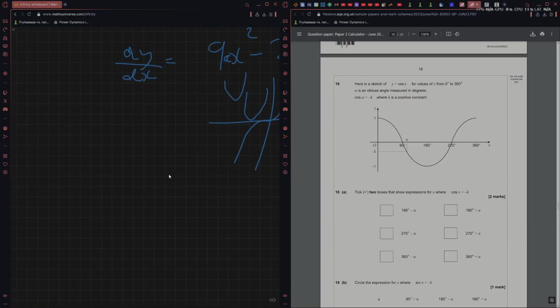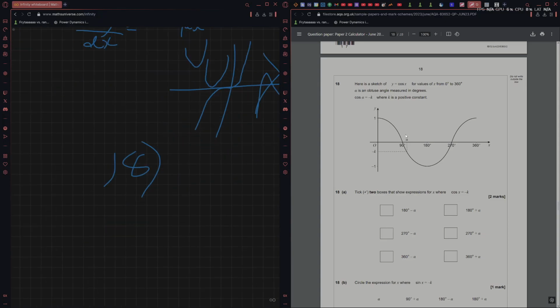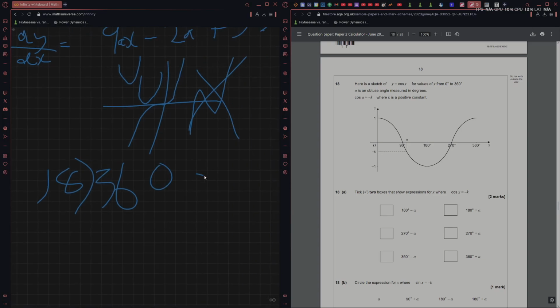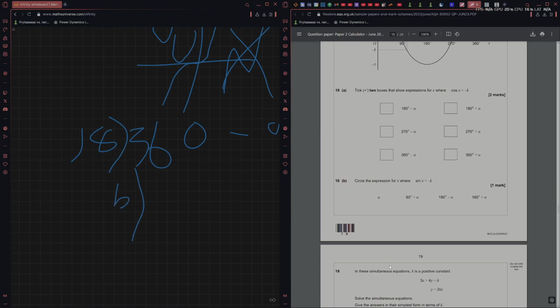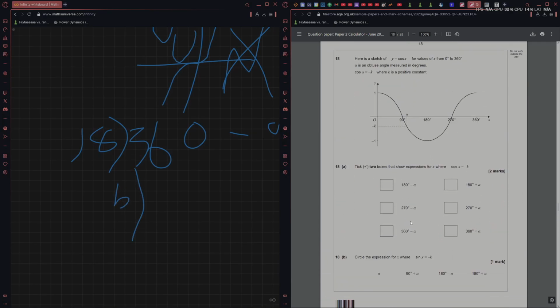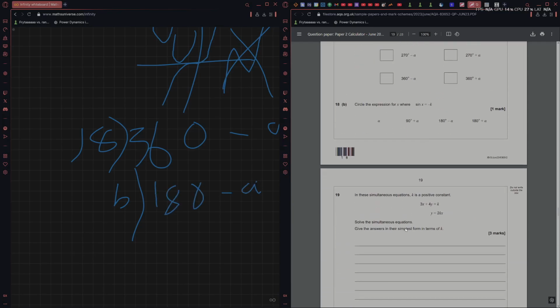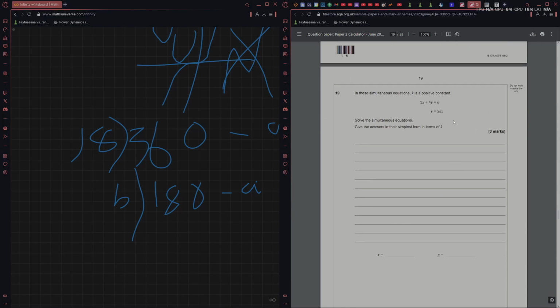Alright, we got some sine or cos graph here. And we know cos graphs work with 360 minus, so it's 360 minus alpha. Sine x equals minus k. So that means that's just 180 minus alpha, because that's how graphs work. Right. Now this looks interesting.